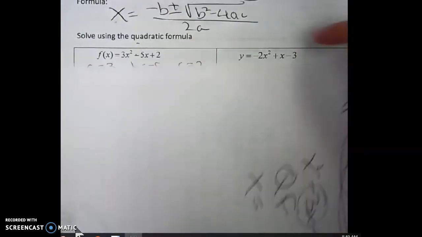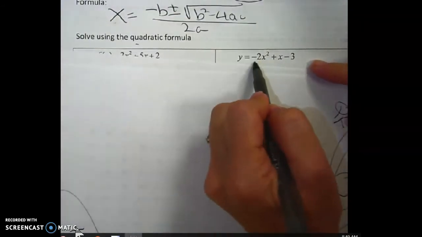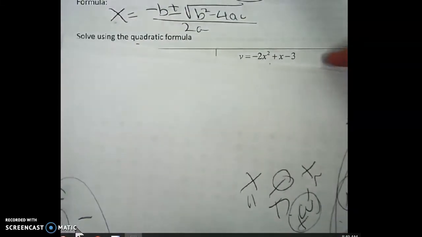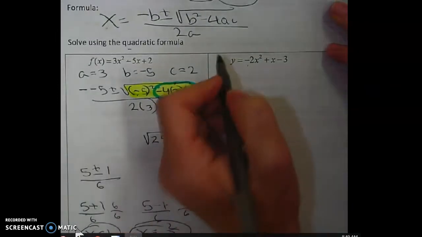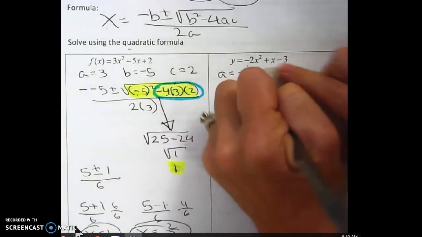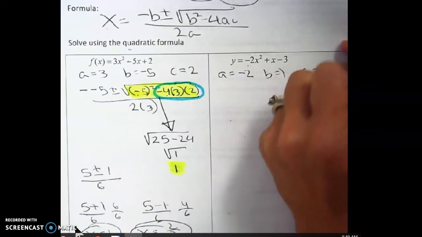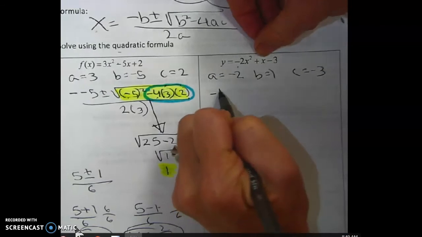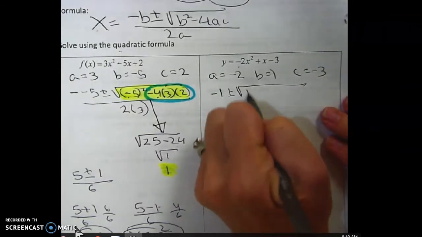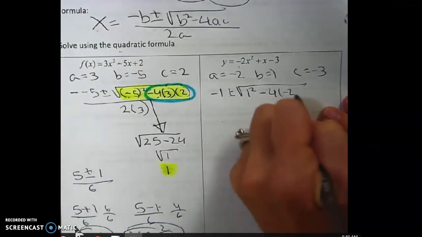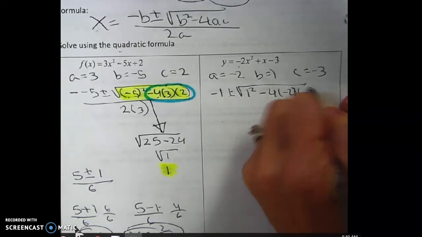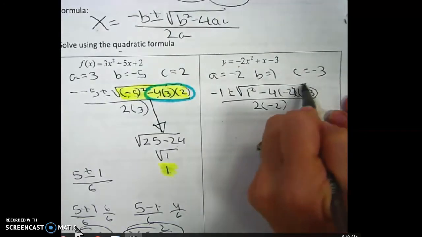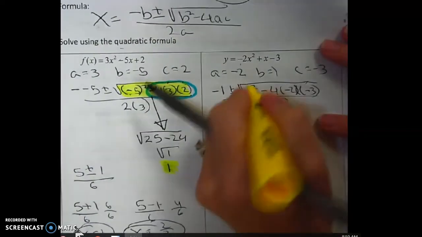So when I try and factor this one, well, automatically I wouldn't even try because there's a negative in front. Could I? Yes, I could try. But I'm going to do the quadratic formula. A equals negative 2, b equals 1, c equals negative 3. Negative b plus or minus the square root of b squared minus 4 times a times c all over 2 times a. Okay? So what am I going to do first? I'm going to take care of that.